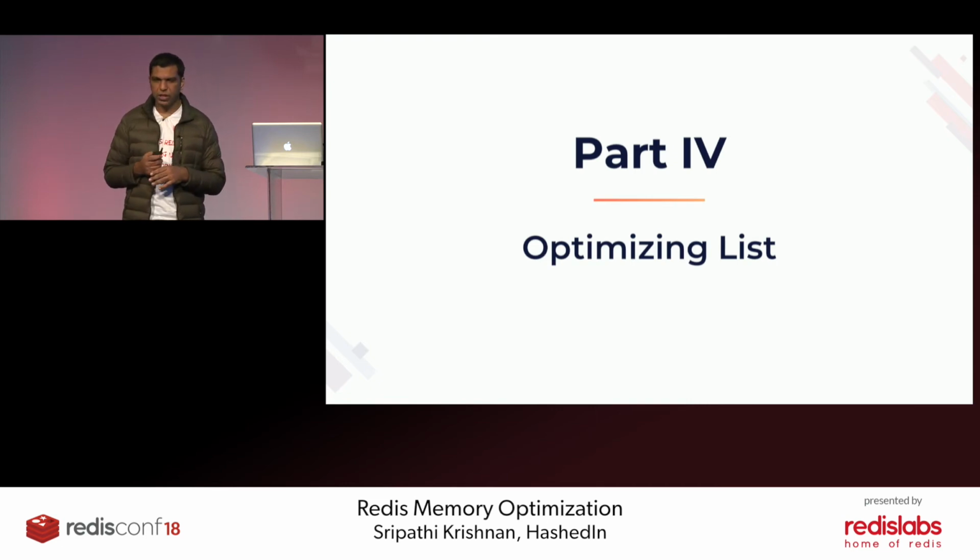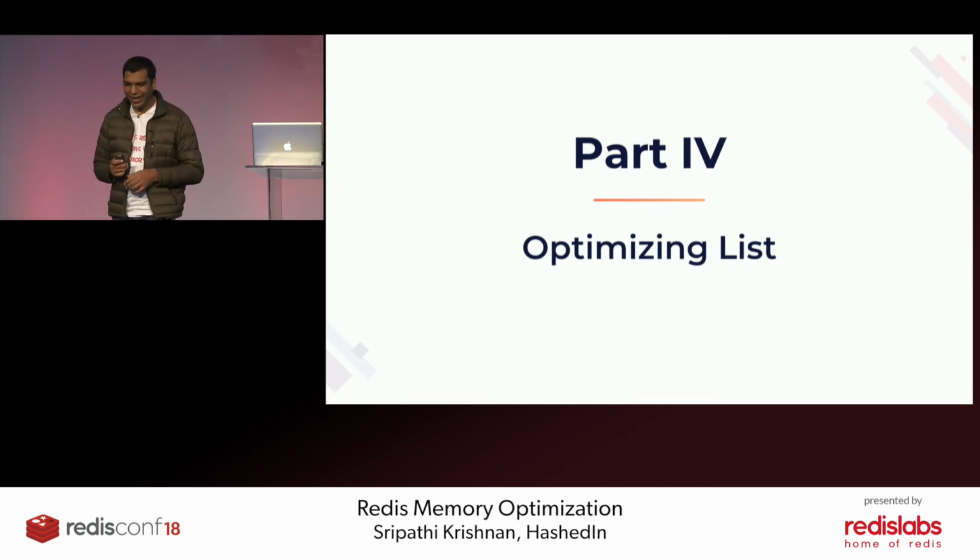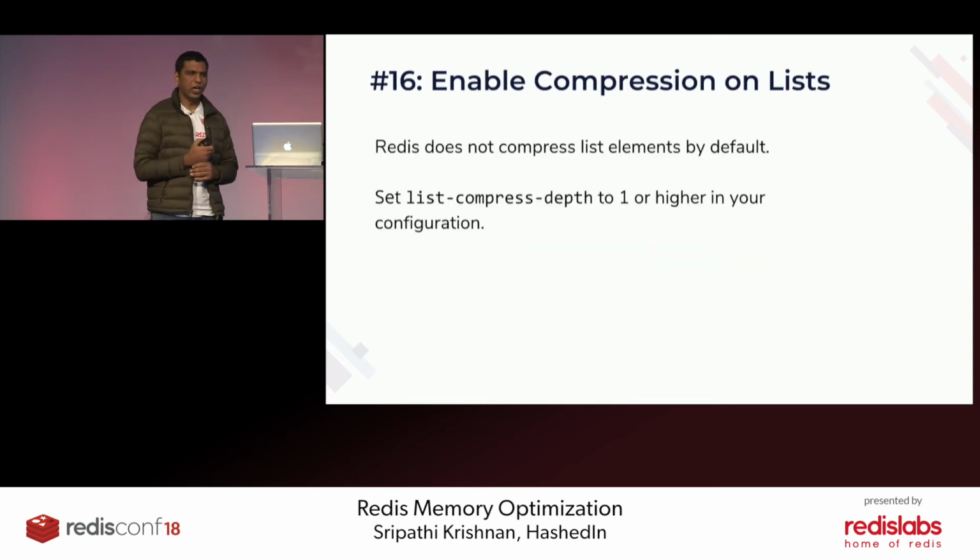The fourth section is more about lists. There isn't much you can do about lists except enabling compression. Redis by default does not enable compression. There is a setting though, which is list-compress-depth. By default the value of this is 0, if you are using lists.